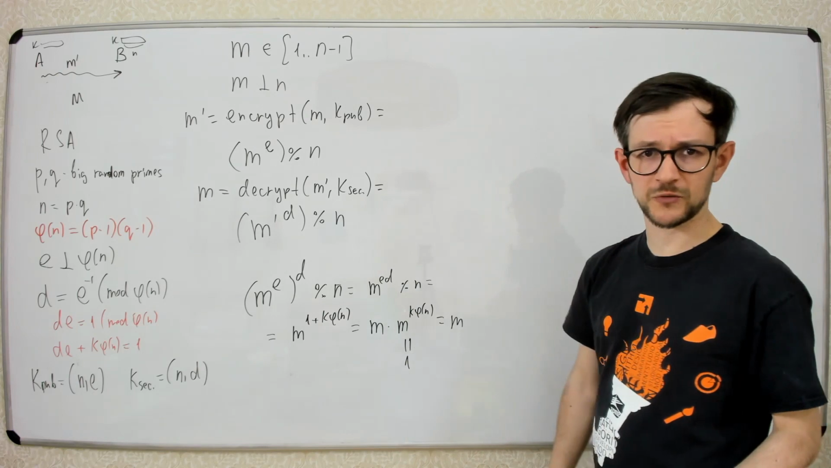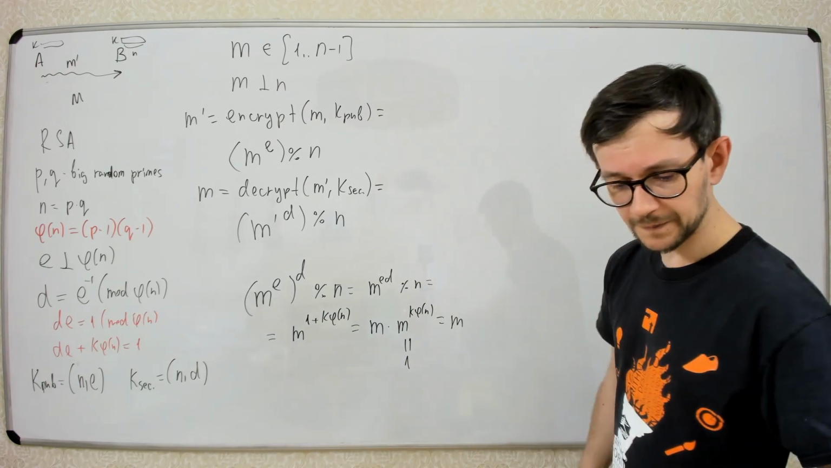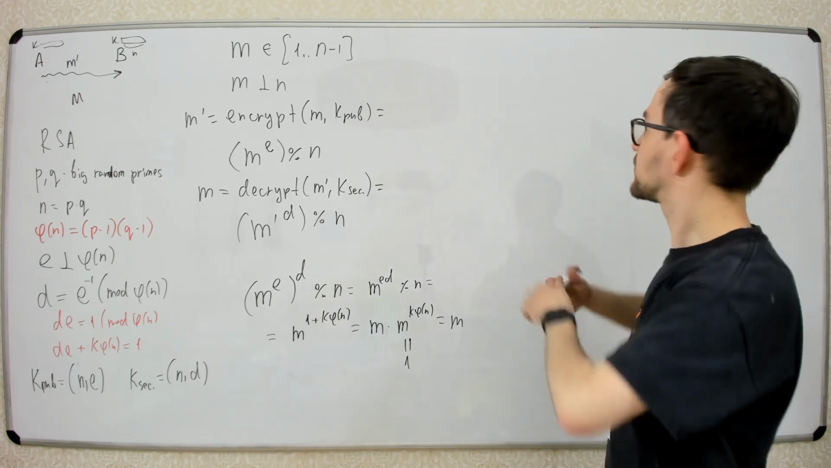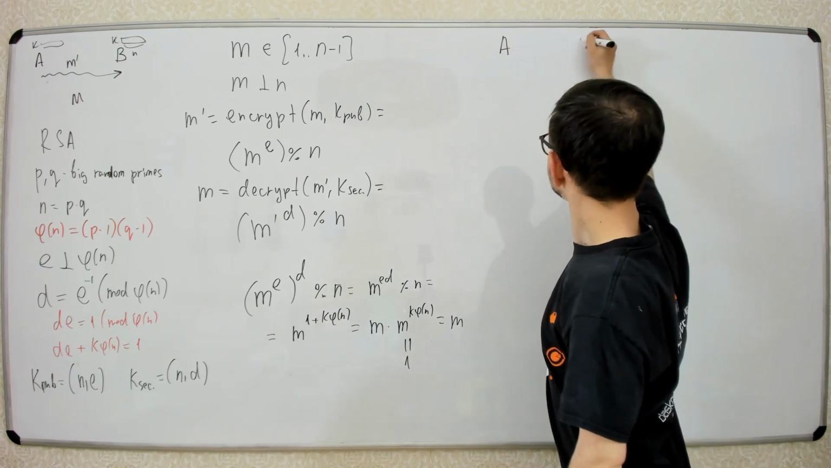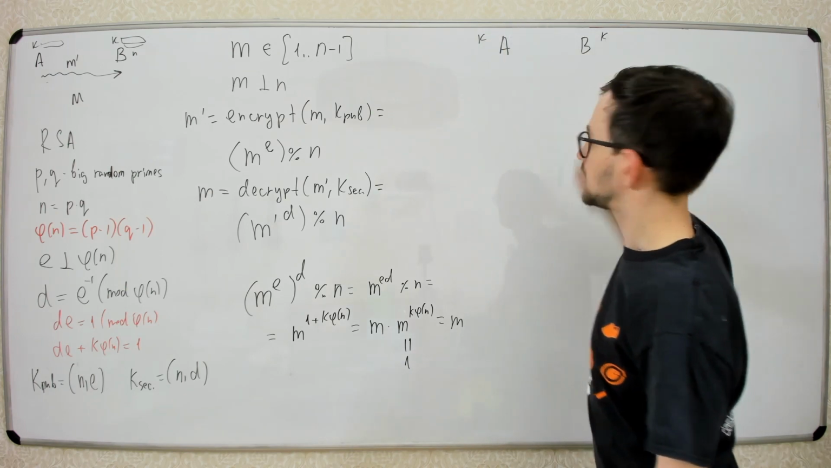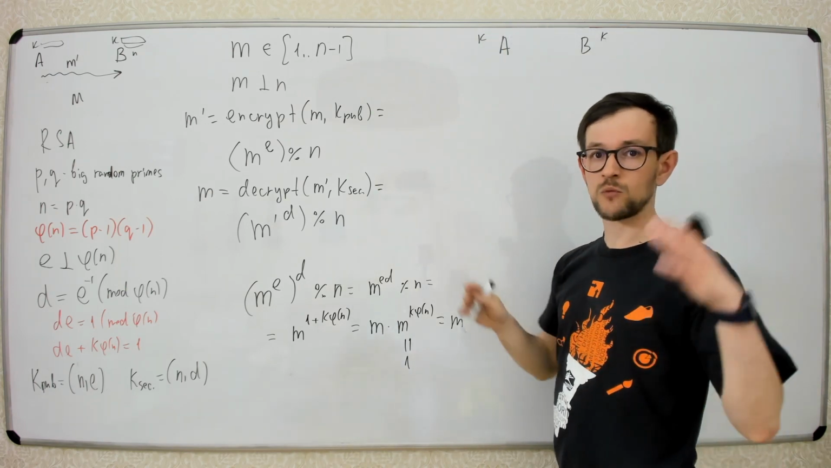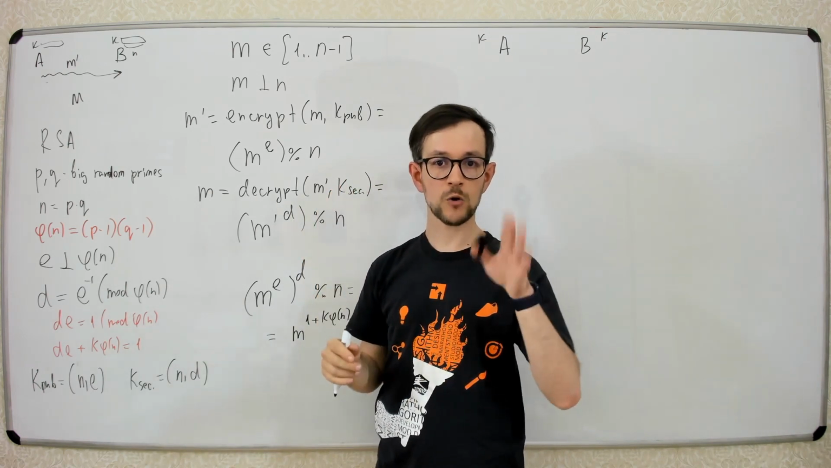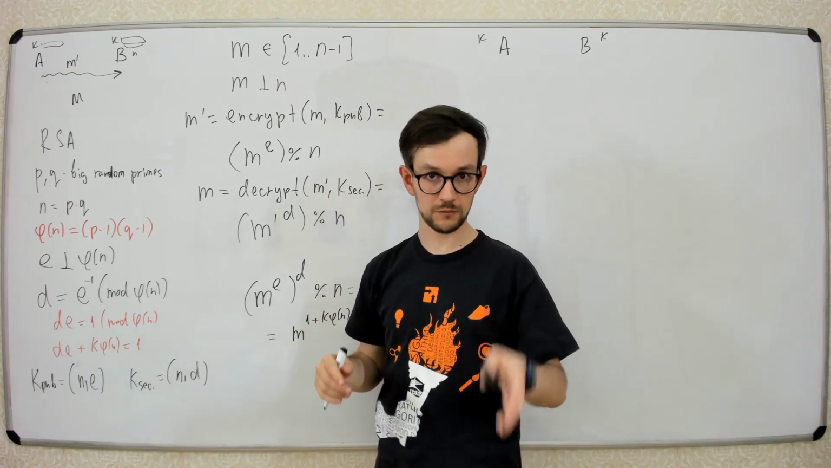Let's talk about the Diffie-Hellman protocol first. Diffie-Hellman is a very easy protocol. So, I have A and B, and I want to find some shared key K. I want this key to be the same for A and B. How can I get the same key for A and B?